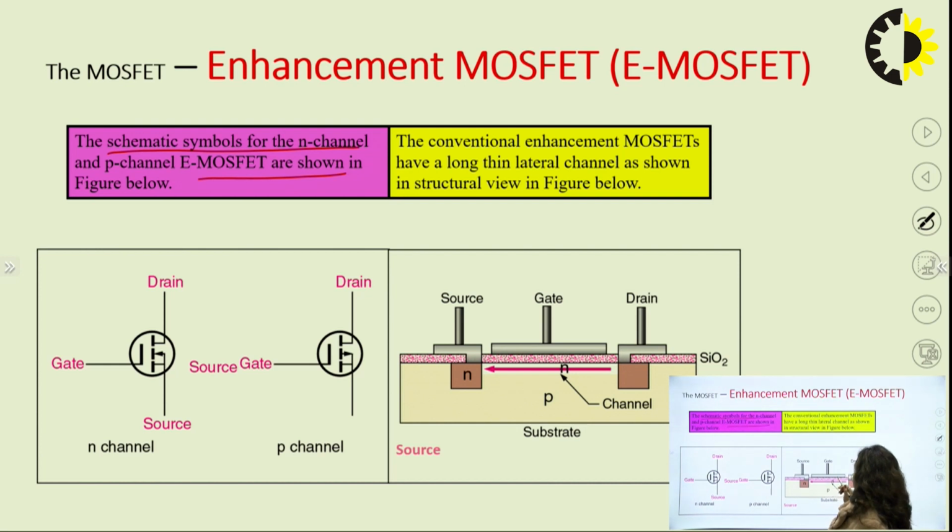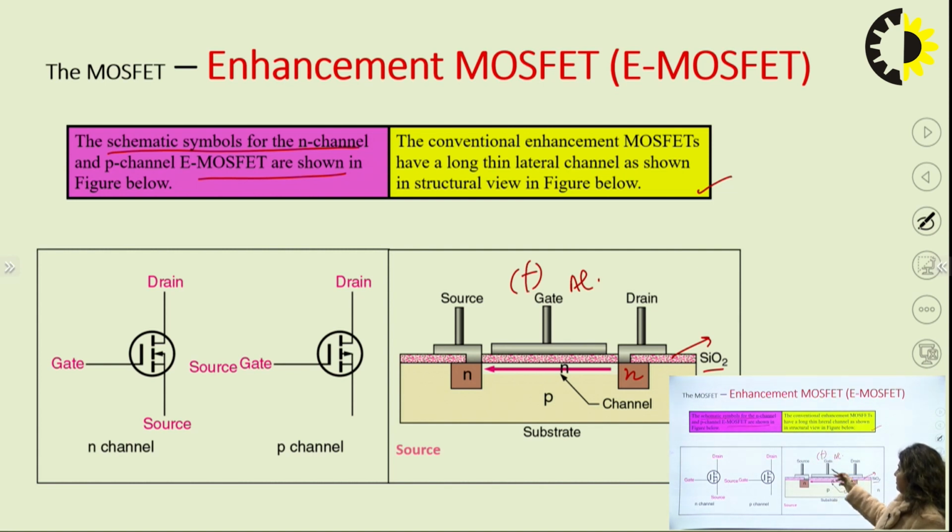The conventional enhancement MOSFET has a long thin lateral channel, as shown in the structural view in the figure below. So we have a P type substrate here, N type source and drain, and the gate is here. We apply a silicon dioxide layer, and the gate is of aluminium. Whenever you apply a charge at the gate, electrons get attracted toward the positive charge at the gate.